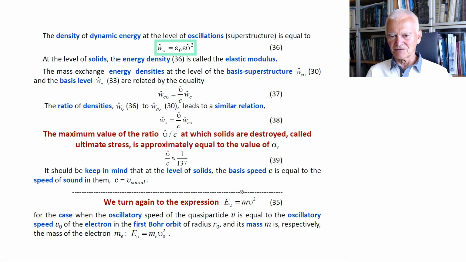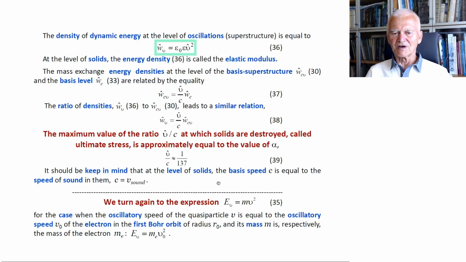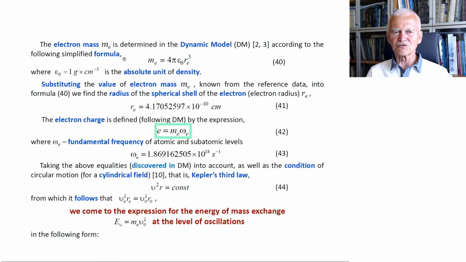Let us turn again to this expression for the case when the oscillatory speed of the quasi-particles v is equal to the oscillatory speed v0 of the electron in the first Bohr orbit of radius r0, and its mass is respectively the mass of the electron, so me v0 squared. The electron mass me is determined in the dynamic model according to the following simplified formula, where epsilon 0 is the absolute unit of density. Substituting the value of electron mass me, known from the reference data, into this formula, we find the radius of the spherical shell of the electron, radius Re. This is its value.